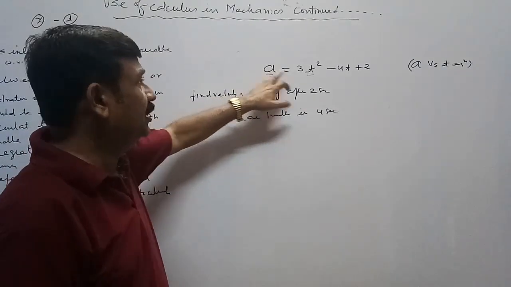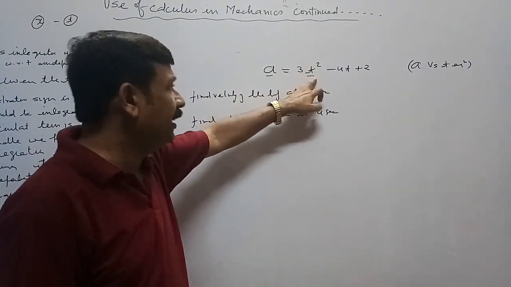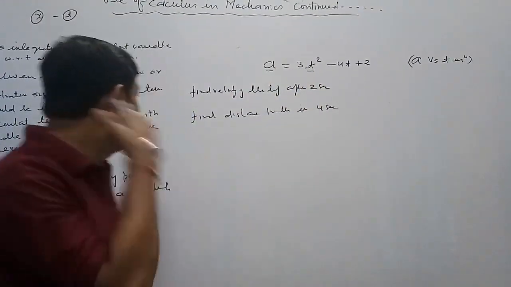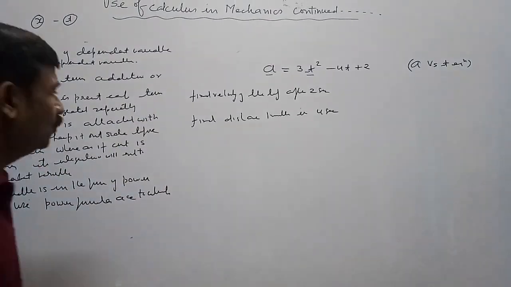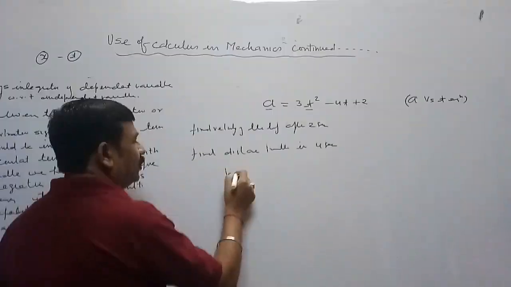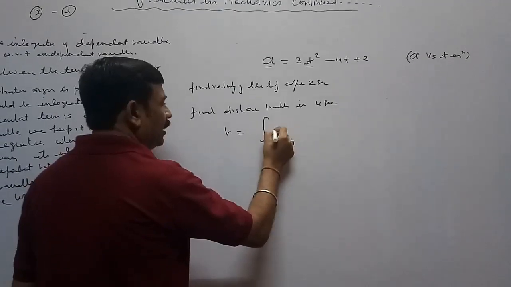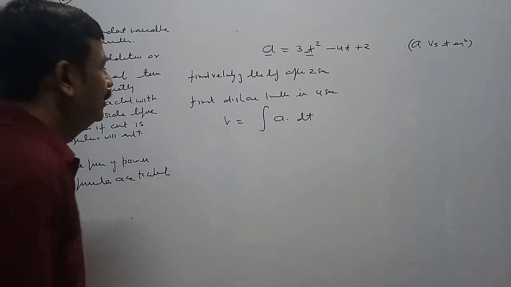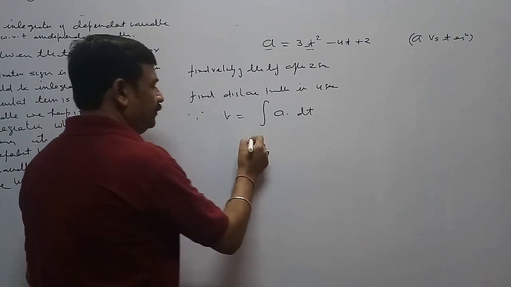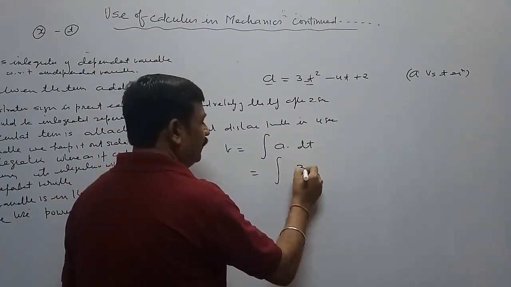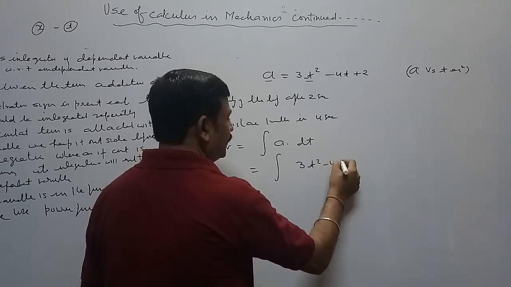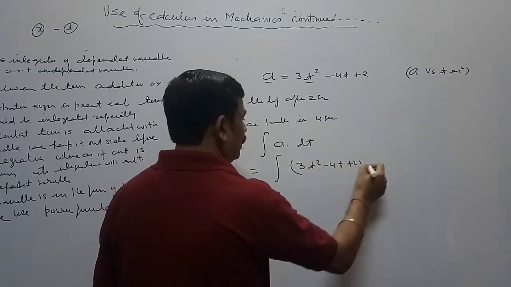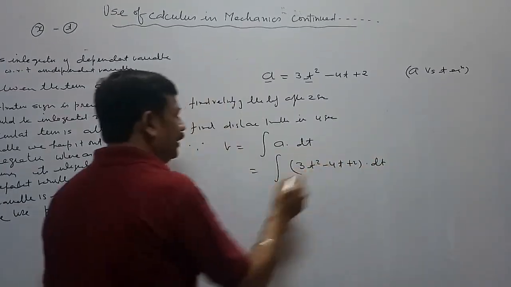Here a is acceleration, t is time. On changing time, a changes. So they are asking to find velocity. As I told you, velocity is equal to the integration of acceleration with respect to time. So you write like this: integration of 3t square minus 4t plus 2. We have just placed the value of a.